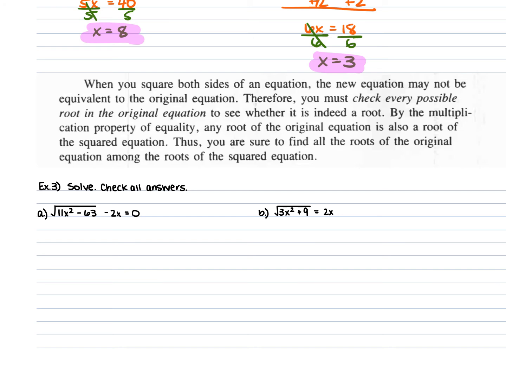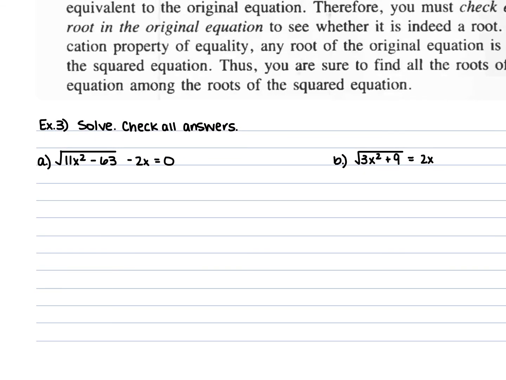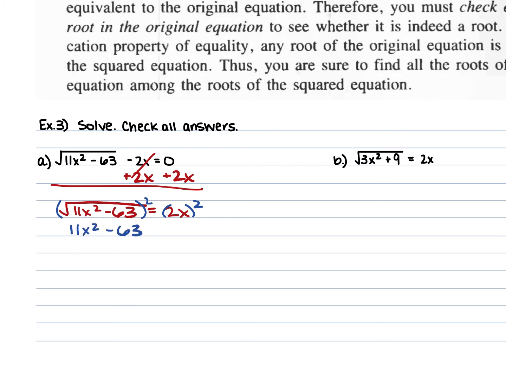So if we look at the first example in this section, we have the square root of 11x squared minus 63 minus 2x is equal to 0. When you do this, again, you want to isolate that radical. So we're going to add the 2x to both sides. We have the square root of 11x squared minus 63 is equal to 2x. We're going to square both sides. So we have 11x squared minus 63 is equal to 4x squared.